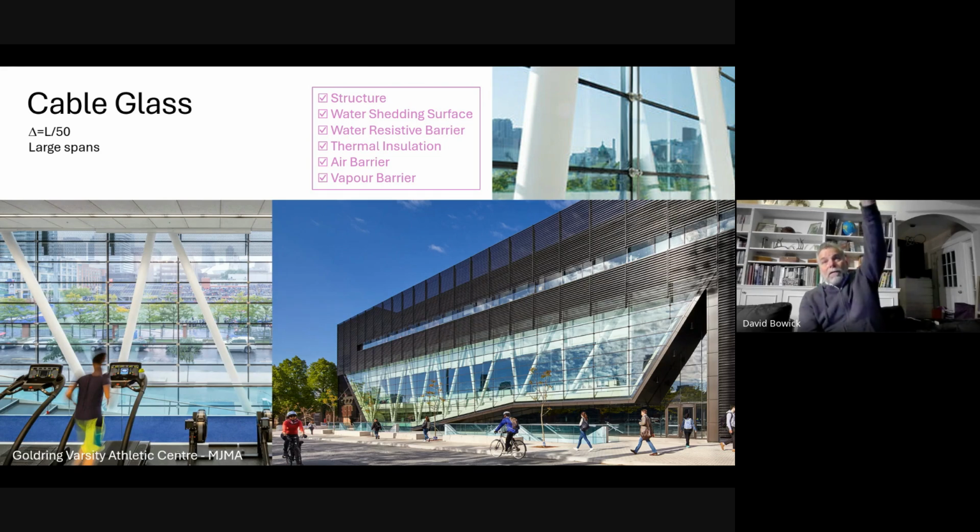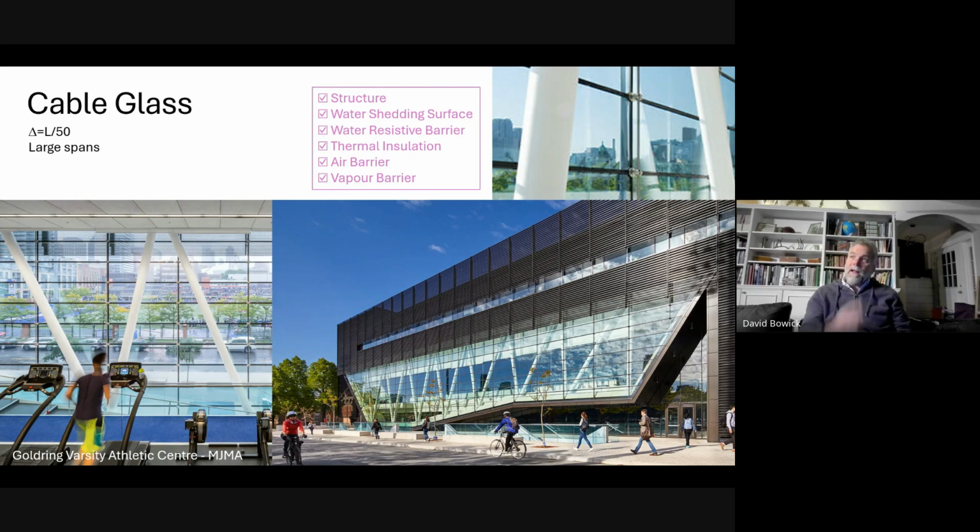When you take a cable and span it 12 meters, and you pre-stress it in order to limit the lateral deflection to L over 50, you have very large forces. And this is one of the major constraints of cable glass. Imagine that you have an atrium and you want to do cable glass. So you connect the bottom of the cable to the foundation, connect the top of the cable to the floor above, and you pre-stress it.